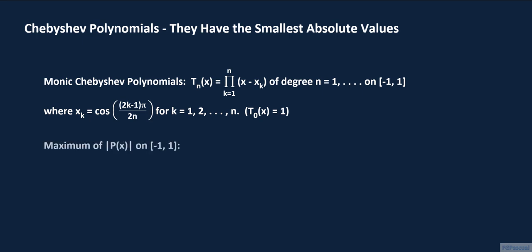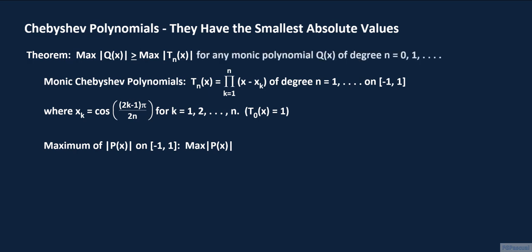We denote the maximum absolute value of a polynomial p(x) on the interval from -1 to 1 by max |p(x)|. The main result in this lecture is the following theorem. Max |q(x)| is greater than or equal to max |T_n(x)| for all monic polynomials q(x) with degree n greater than or equal to 0.